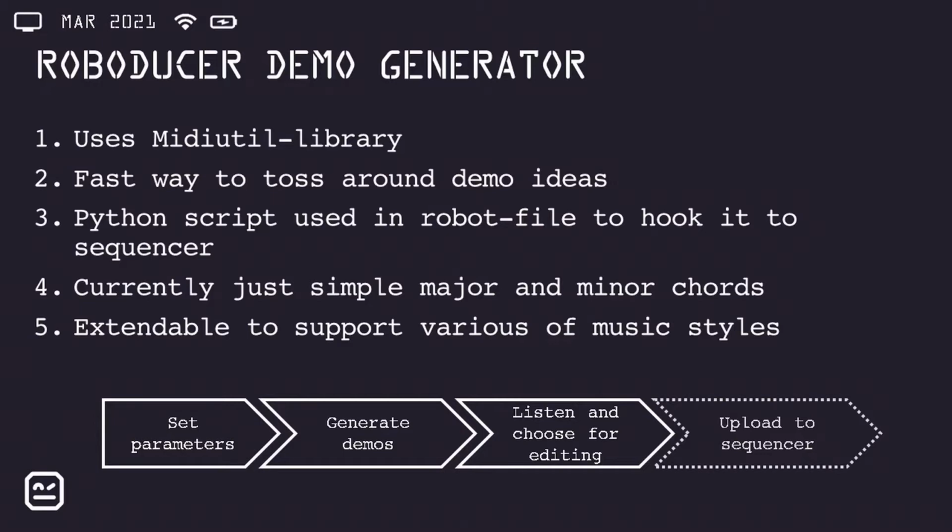The current version uses the Mido library for Python. It is a very fast way to generate MIDI files by code. A Python script is used in Robofile, so the robot can call the function, create the MIDI file, and import to the sequencer. Currently, it supports only simple major and minor chords that are most common but will be extended along the way.